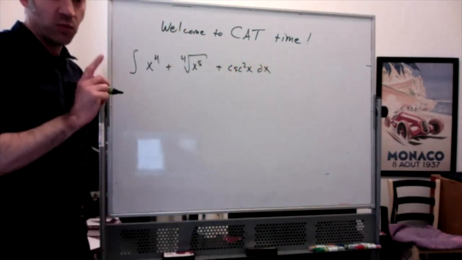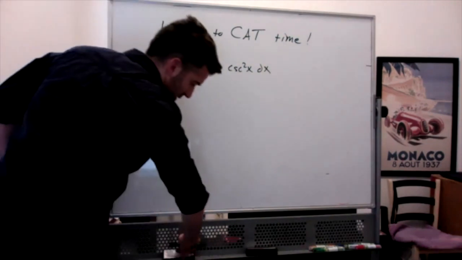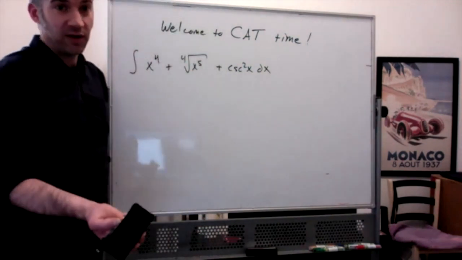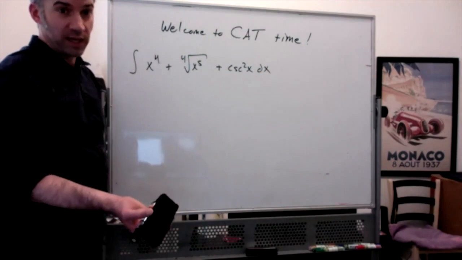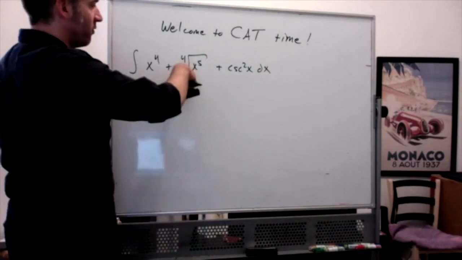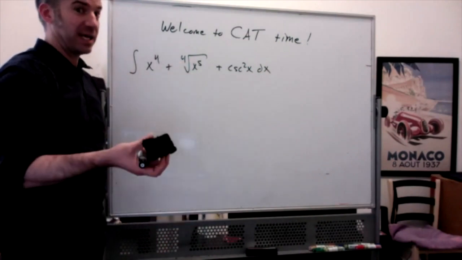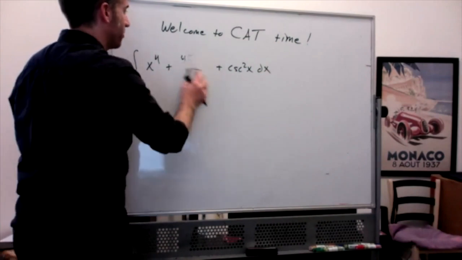Before we do this, there is one thing we should do. This is the general statement I want to make: we should definitely be simplifying things before we anti-differentiate them. So this fourth root of x to the fifth, I should rewrite as x to the 5/4 power.